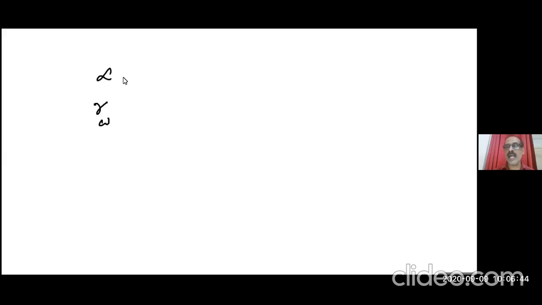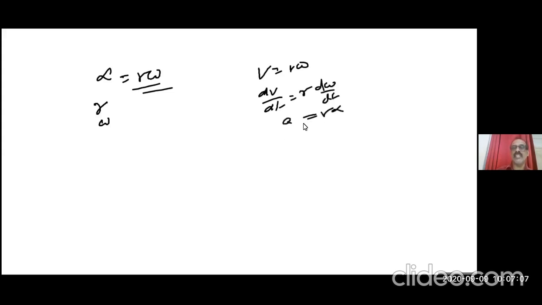Angular acceleration alpha is equal to r omega, isn't it? Yes, sir. V is equal to r omega. Wait, V is equal to r omega. dV by dt is equal to r into d omega by dt. So this is r alpha, this is a. So angular acceleration they asked, right? Alpha is equal to a by r, linear acceleration by radius, isn't it? Yes, sir.